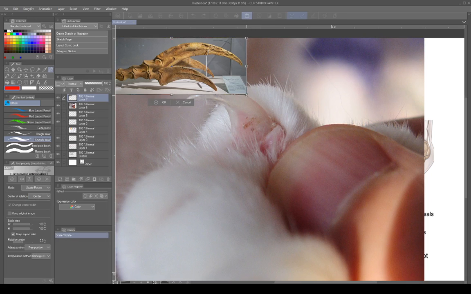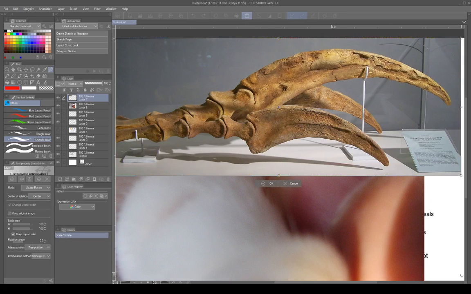And again, we'll kind of blow it up. This is the claw of a, oh god, can I pronounce this? Therizinosaurus, among the largest ever recorded claws. So yeah, an example of a dinosaur claw.